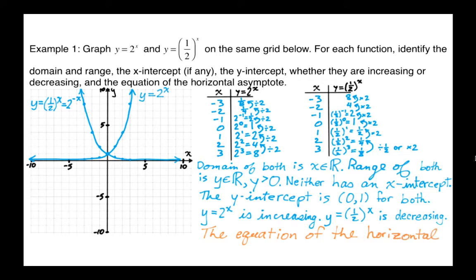The equation of the horizontal asymptote of both is y equals 0. And you might be wondering, why did I change colors? Well, it's because I wanted to highlight this is the horizontal asymptote here, and y equals 0 is the equation of that.